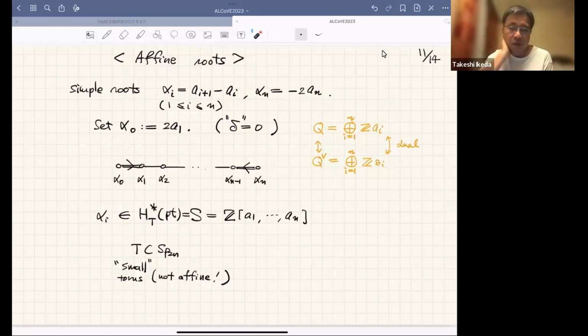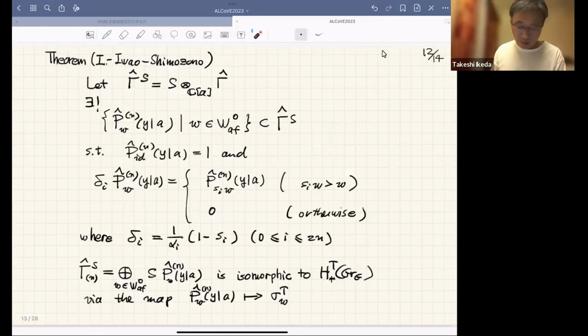Then I think we can state our main result. So here is our gamma hat S. Gamma hat is the ring of dual factorial P functions, P hat functions. There is a unique family indexed by the zero Grassmannian elements of the affine Weyl group.